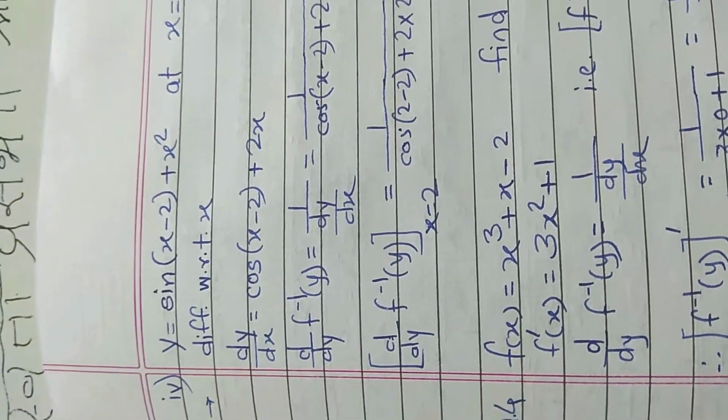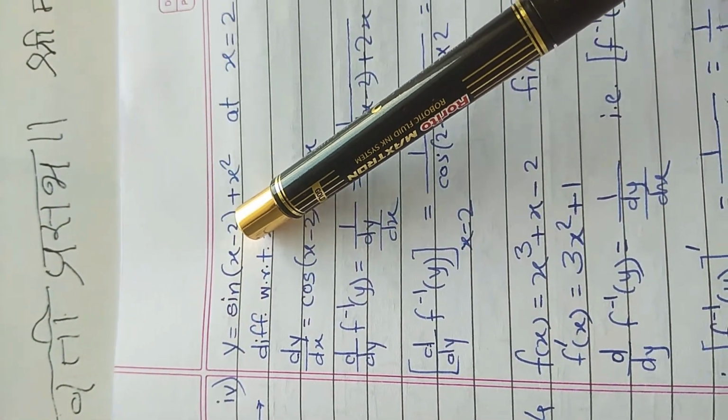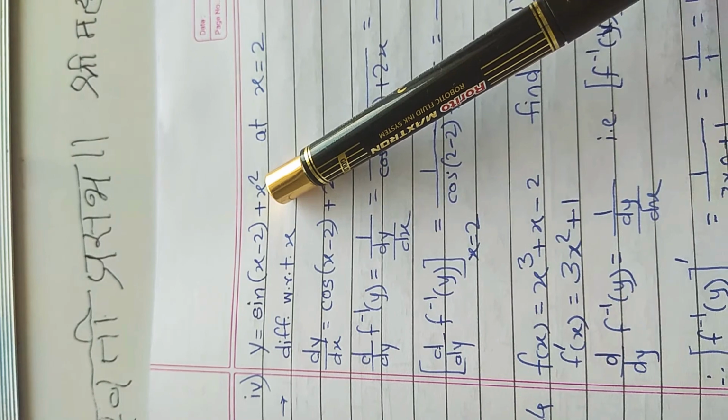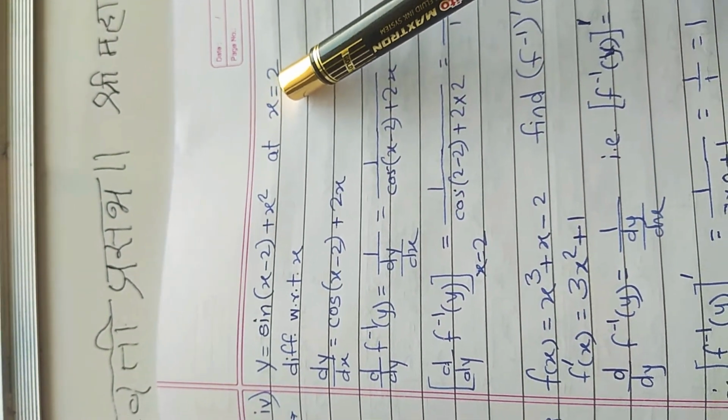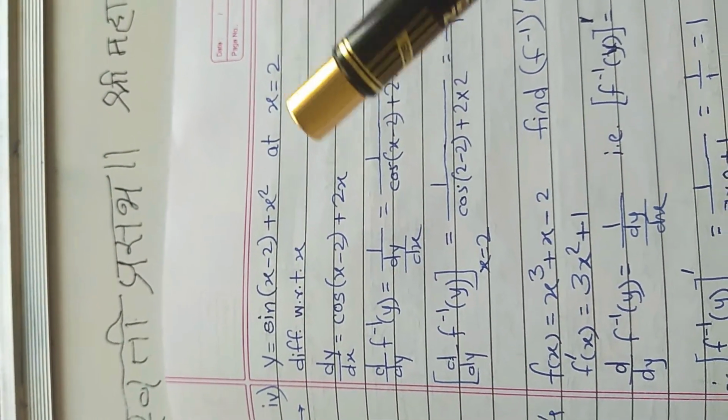Roman 4, y equal to sine of x minus 2 plus x square. At x equal to 2 we have to discuss the derivative of the inverse function.